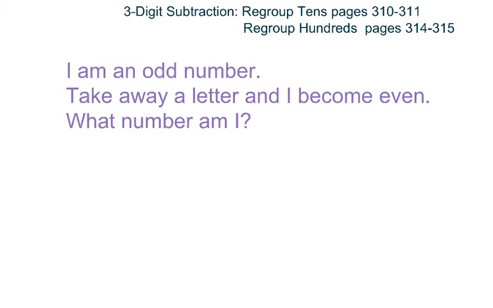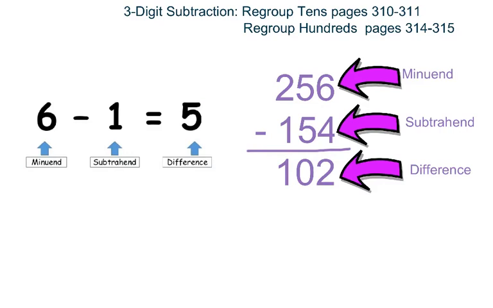Okay, I am an odd number. Take away a letter and I become even. What number am I? 7. If I take out a letter, it becomes even. You get it? Okay, now let's begin with our class.